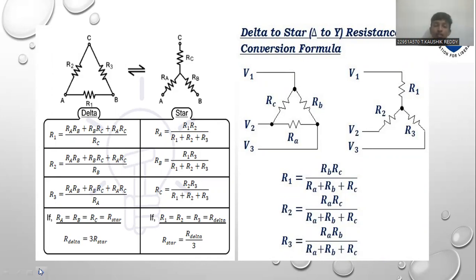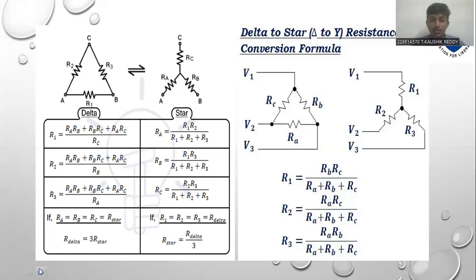So the delta transformation formula: R1 is equal to (RA RB plus RB RC plus RA RC) by RC. R2 is equal to (RA RB plus RB RC plus RA RC) by RB. R3 is equal to (RA RB plus RB RC plus RA RC) by RA. If RA, RB, RC and R star are all equal, then R delta is equal to 3 R star.